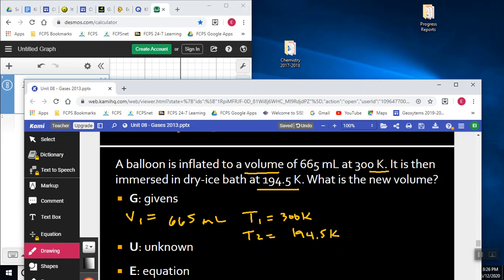It is 194.5 kelvins. So the temperature went down, so we would expect, since it's a direct relationship, the volume's going to go down, right? If I cool it off, then all the molecules are going to stick together and be close. And so we're expecting to have a new, smaller volume. That's my unknown.